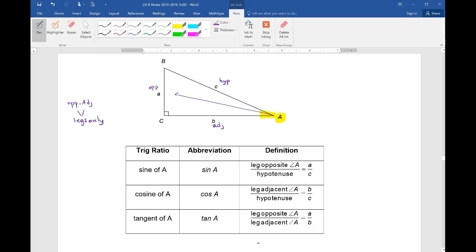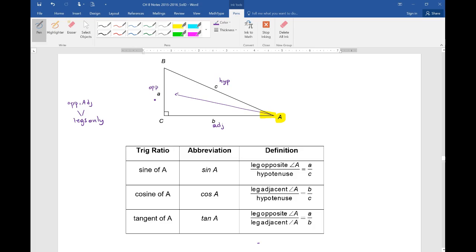So the first thing you do is you identify your angle, you label the sides, and then we can move on. So this is angle A. This one is the hypotenuse no matter what. That leaves us two legs, leg a and leg b. If we're focused on angle A, of these two legs, the one that's not touching it, this one is the opposite leg. Okay? All right.